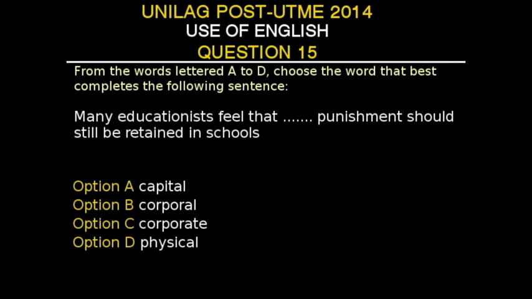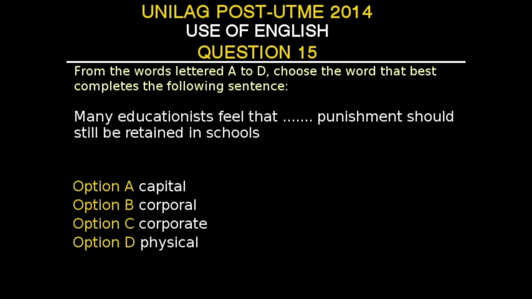UNILAG post UTME 2014, use of English, question 15. The instruction is, from the words lettered A to D, choose the word that best completes the following sentence. And the sentence is, many educationists feel that dash punishment should still be retained in schools. Option A, capital. Option B, corporal. Option C, corporate. Option D, physical.